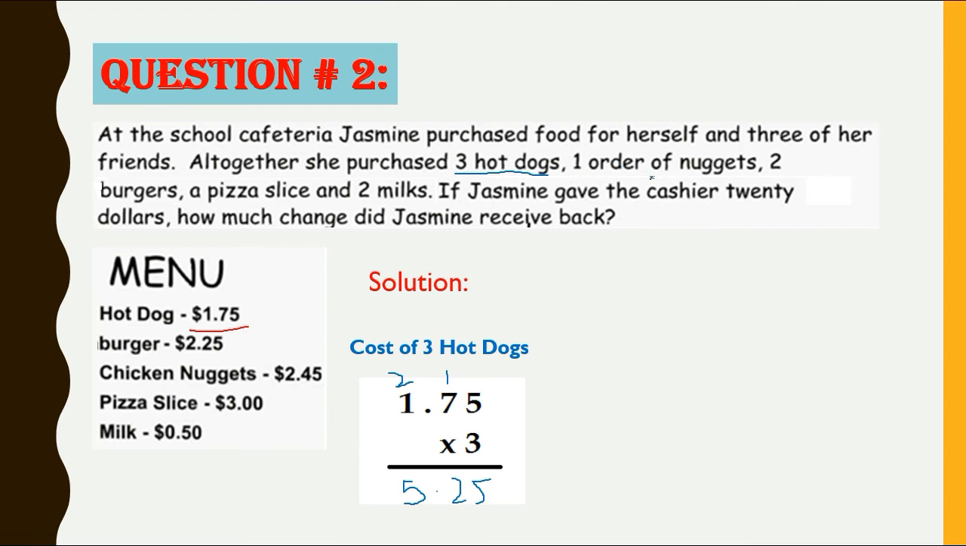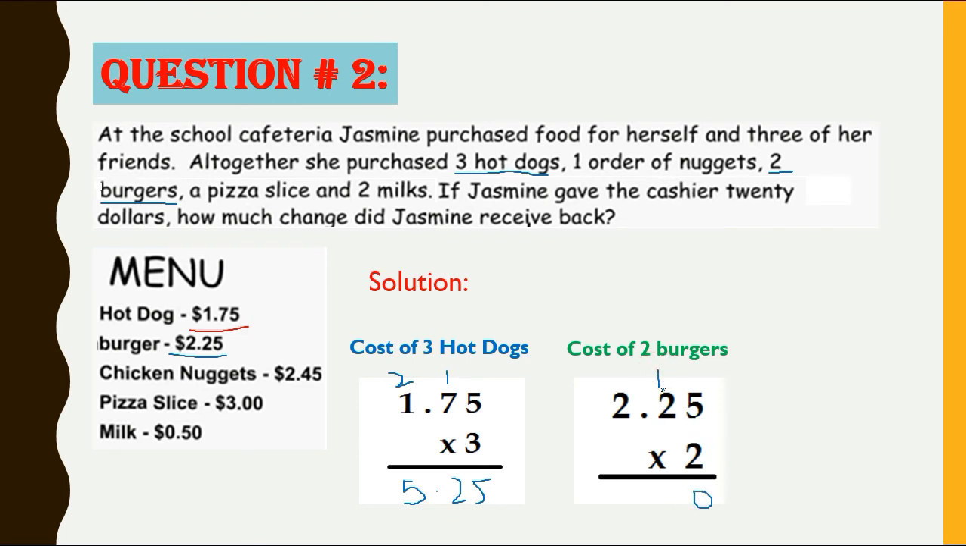As we know, the order of nuggets is equal to 2.45. Now we have to find the cost of 2 burgers. So let's find out the cost of 2 burgers. As we know, 1 burger is $2.25. So we'll multiply it by 2 to get the cost of 2 burgers. 2 5s are 10, 0 and 1 carry here. 2 2s are 4 plus 1, 5. 2 2s are 4. After the decimal point we have 2 digits if we look from the right hand side, so we'll put the decimal point after 2 digits from the right hand side. The cost of 2 burgers is $4.50.